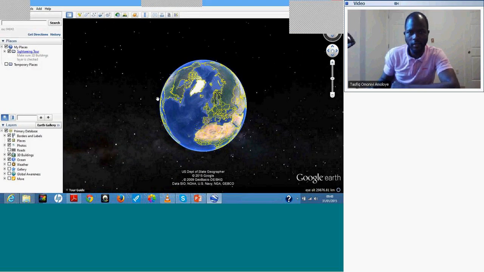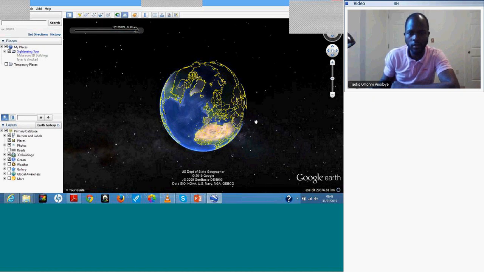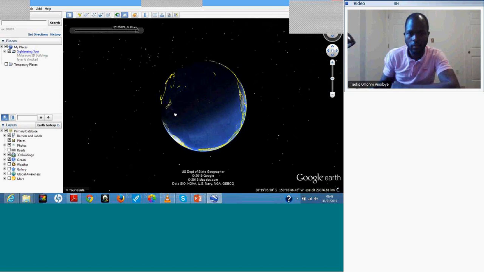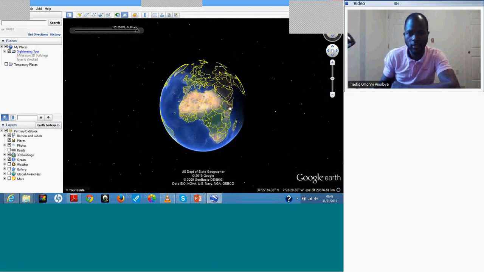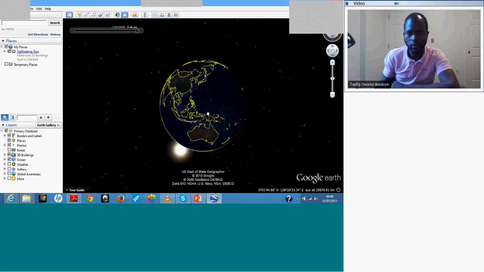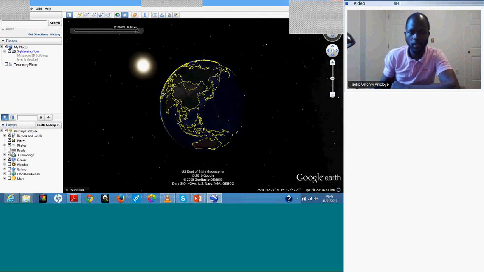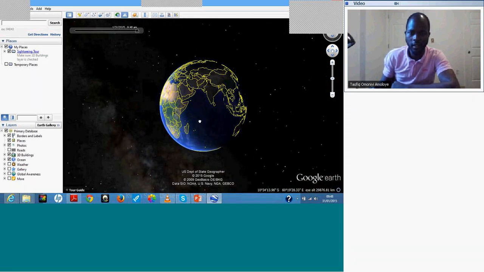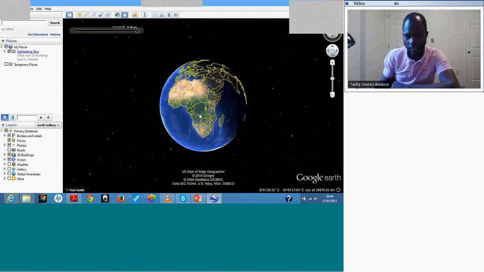Looking at Google Earth here, we see the Earth, and we can see what happens in real life as the Earth goes in orbit around the Sun. Let me search for the Sun. Yes, that's the Sun there. So we know the Earth orbits the Sun, which means it goes around the Sun. And while it's going around the Sun, it's also rotating about its own axis.